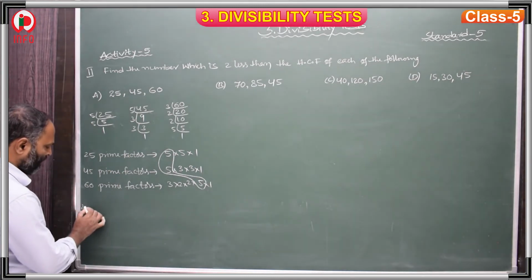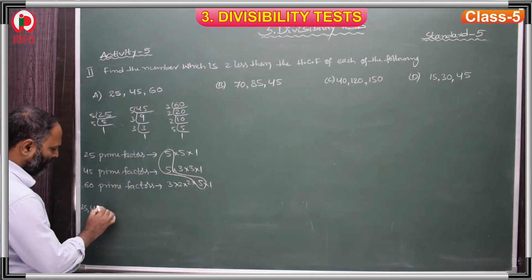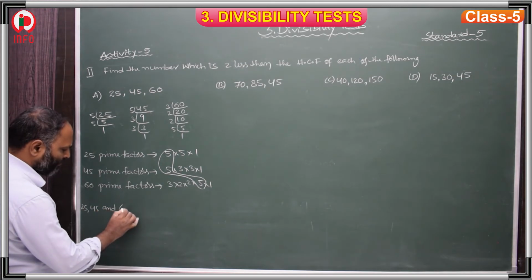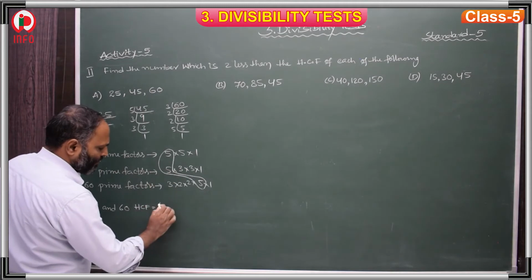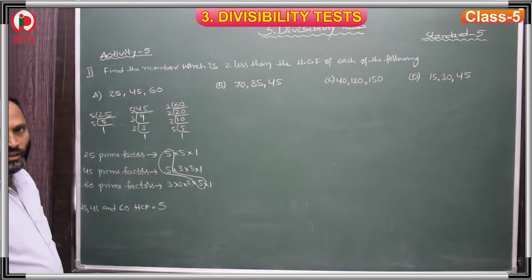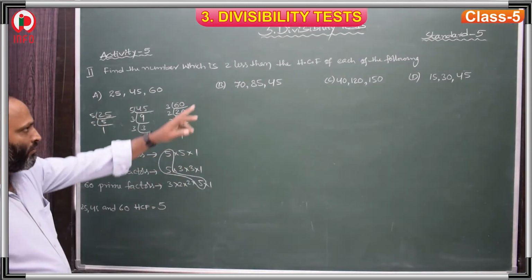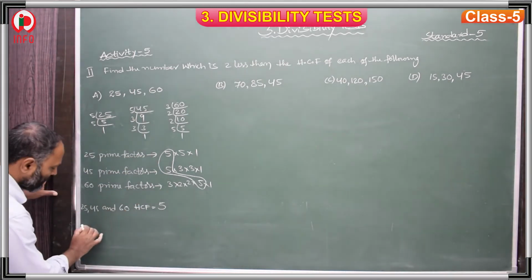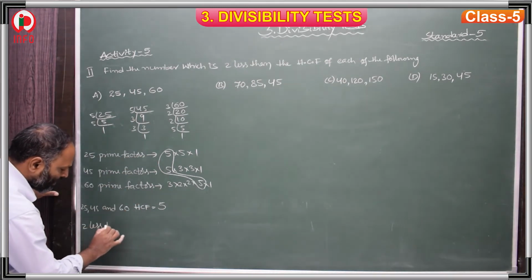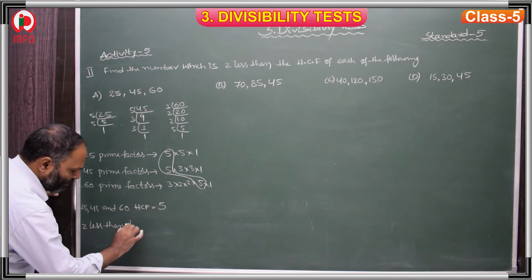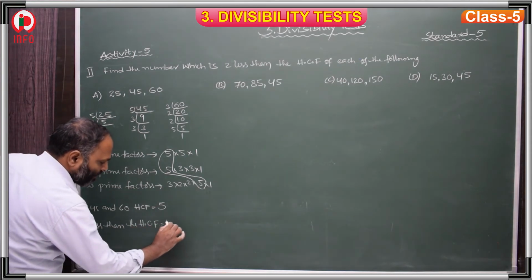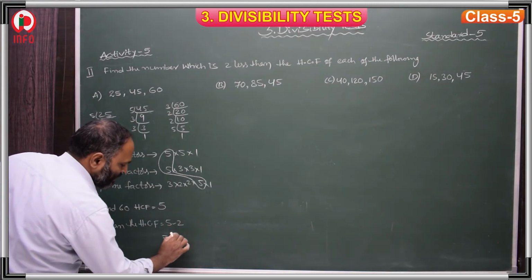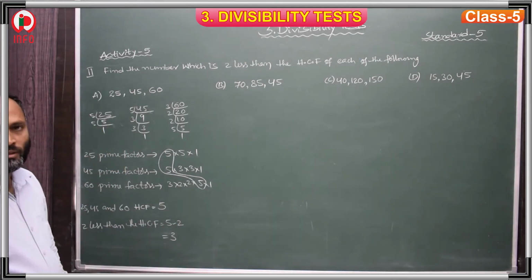So for 25, 45 and 60, the HCF: we have to take this 5. The common only we have to take. That is the HCF. 2 less than the HCF is equal to 5 minus 2. That is 3.